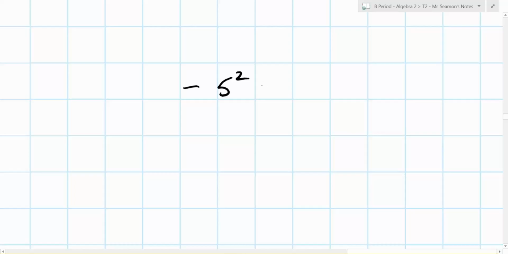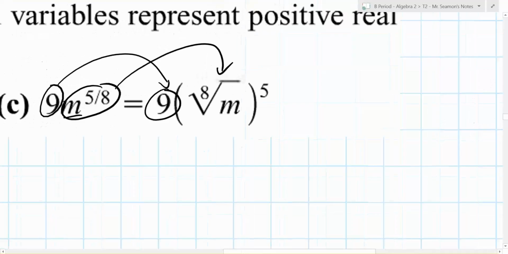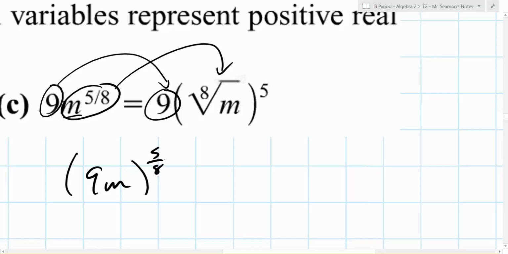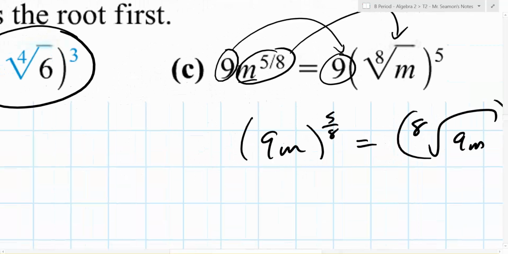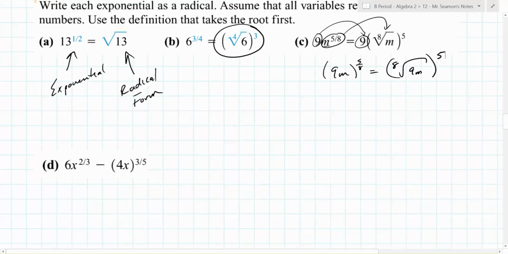It's kind of like this. You've run into this before, like -5 squared. What is that? Positive 25? No, it's -25. Because what is (-5) squared? That's 25, right? Over here, think of it the same way. That 5/8 power does not touch the 9. What happens if I had this, though? Is this the same thing? No, because that would be equal to the 8th root of 9m to the 5th. Do you understand the difference? Be very, very careful. But let's practice some of them.